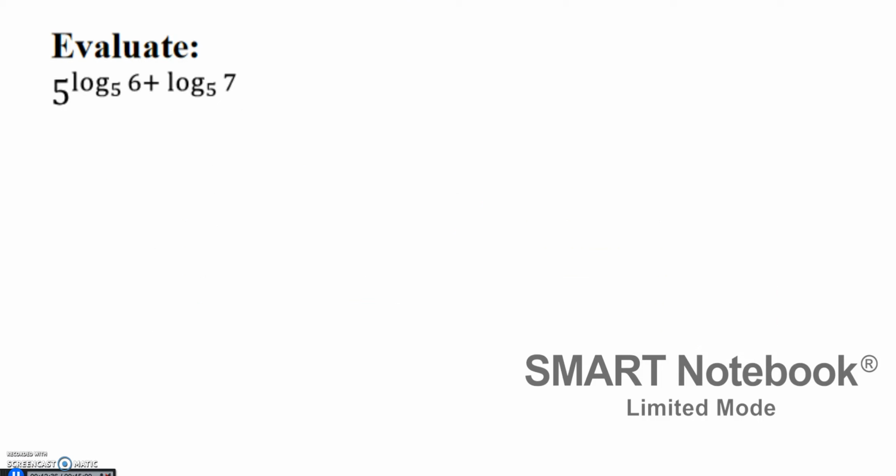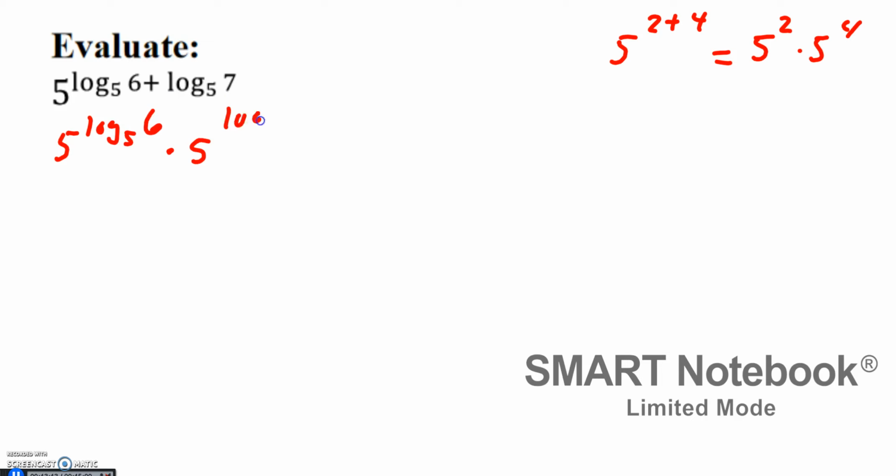This problem is interesting because we haven't seen anything quite like it, but I think it's a good thinking question. It's tempting to cross out 5 and log base 5, but we have this darn plus sign in the way. So this is 5 to both of these powers. So I'd like you to think about, if you have 5 to the 2 plus 4, that is really the same as 5 to the second times 5 to the fourth, right? If you started with this problem, 5 to the second times 5 to the fourth is really 5 to the 2 plus 4. So what if we wrote this as 5 to the log base 5 of 6 times 5 to the log base 5 of 7.